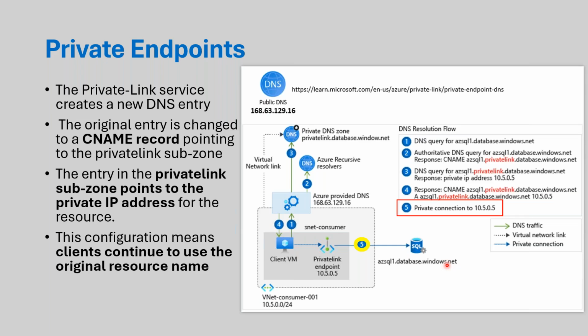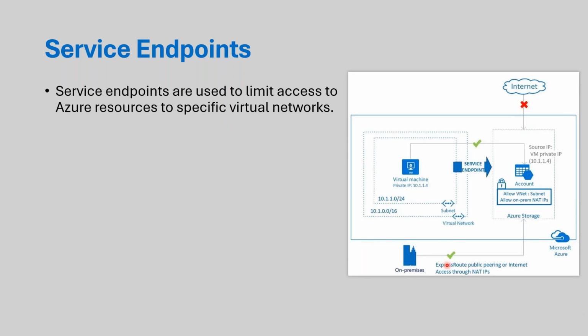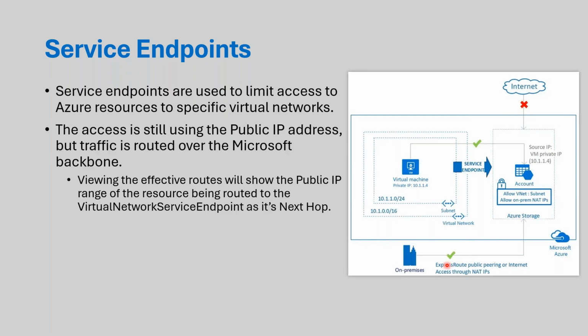All right. As you can see here, if I'm trying to make a connection, my next hop is this virtual network service endpoint. That's how you know a service endpoint has been applied to it. And that entry right there is what keeps that public IP address internal to Microsoft. These are the services that are supported for those.